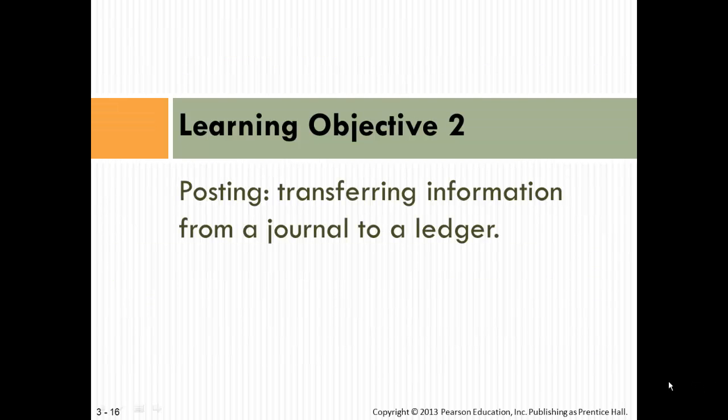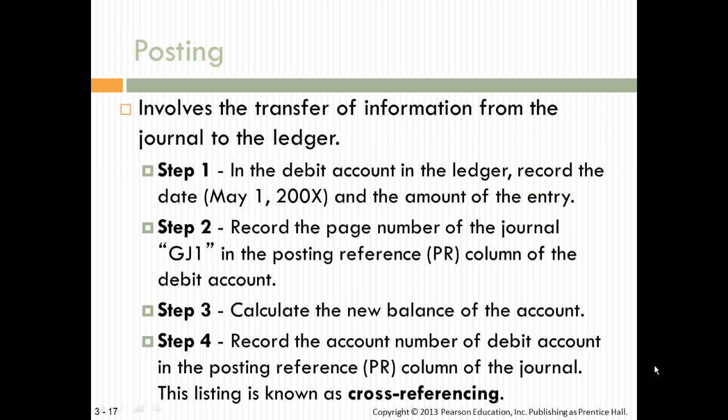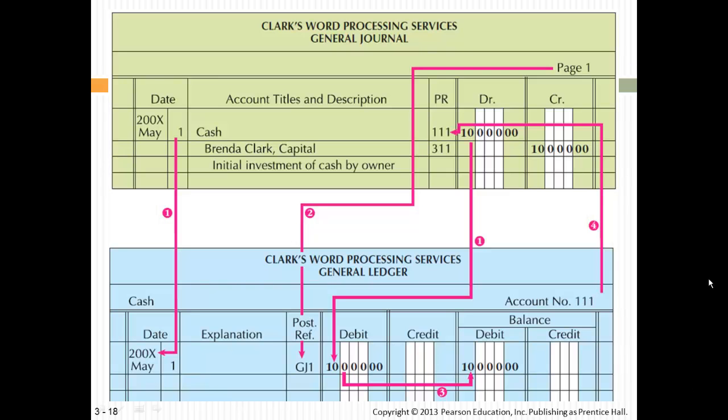Let's talk about learning objective 2, posting, transferring information from a journal to a ledger. It involves several steps, and I'm going to go ahead and move on. You can read this slide on your own, but basically you're going to see some arrows here. So here is your journal and here is your ledger.